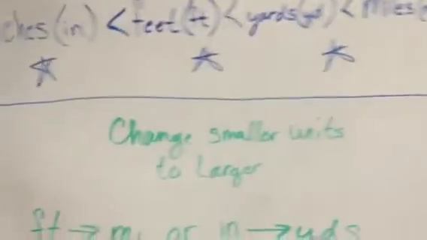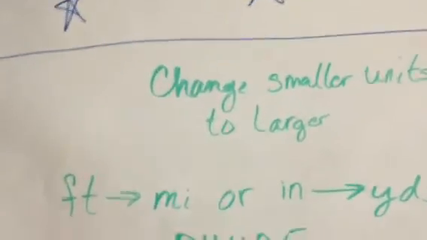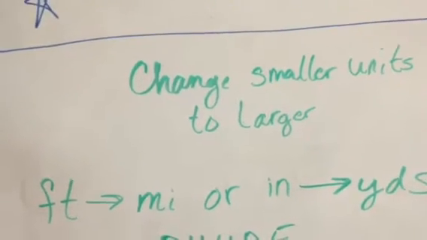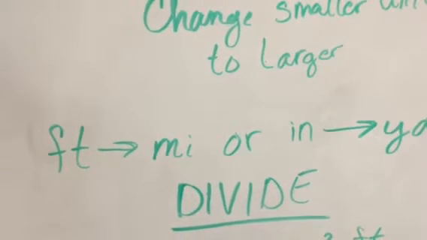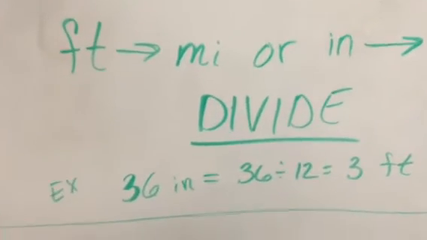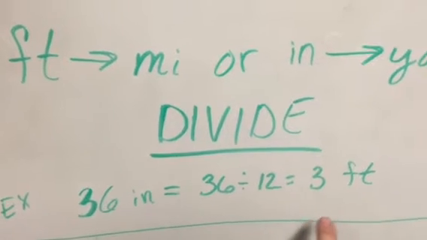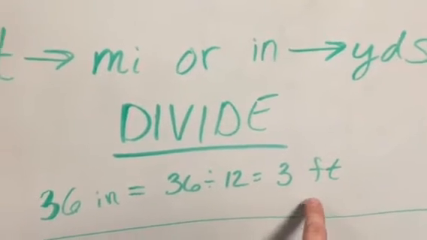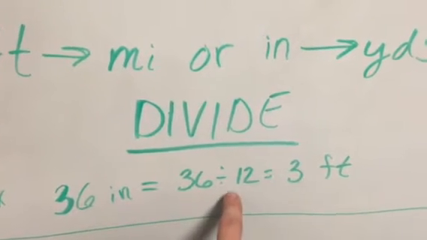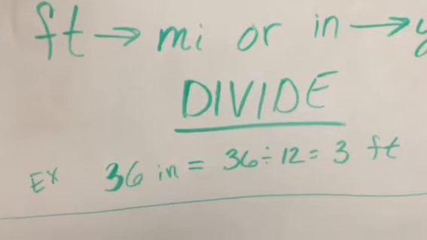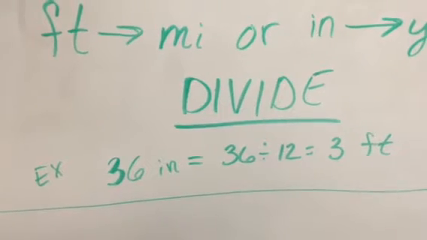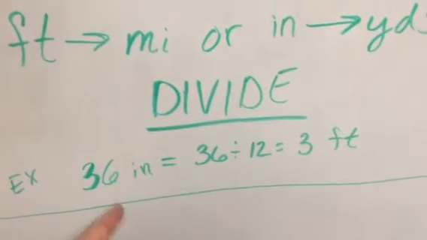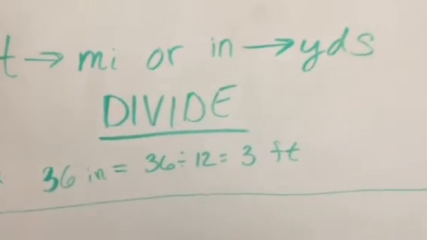Let's look at how to change from smaller units to larger units. So this time we're talking about like feet to miles or inches to yards. In this case, we're going to divide. So the example, if I have 36 inches and I want to find out how many feet that is, I'm going from smaller to larger. So I'm going to divide 36 divided by 12, because there are 12 inches in 1 foot, and 36 divided by 12 equals 3. So therefore 36 inches equals 3 feet.